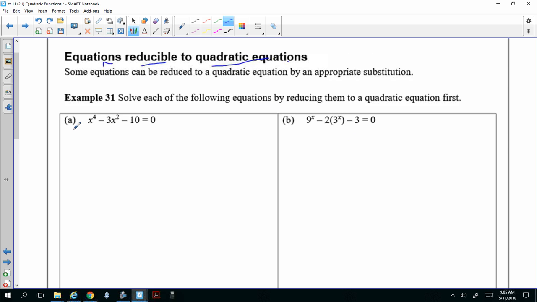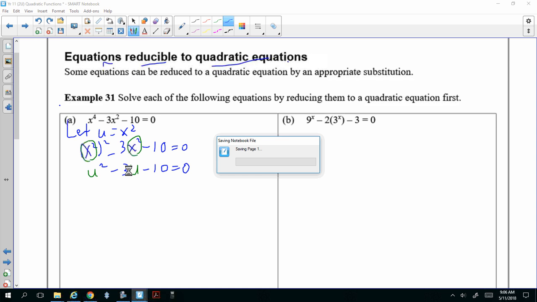So we do it by substituting, let u equal to x squared. Then you can see the x to the power 4 can be written as u squared, the x squared, minus 3x squared minus 10 equal to 0. Every time you see an x squared, you replace it by u. So this is your u, this is your u. And then you just write the rest: u squared minus 3u minus 10. So it becomes a quadratic equation. We call this an equation reducible to a quadratic equation.